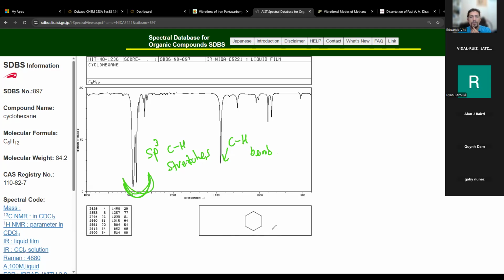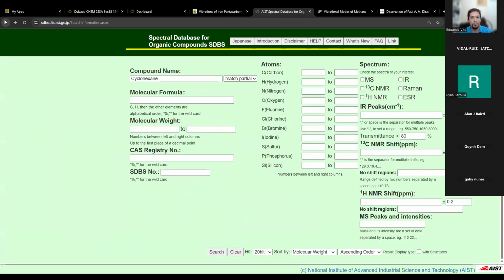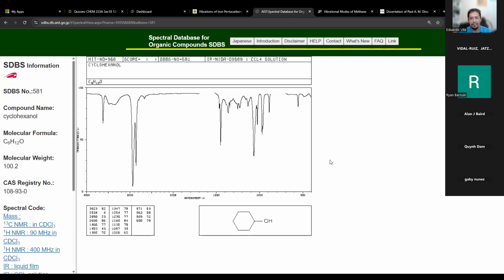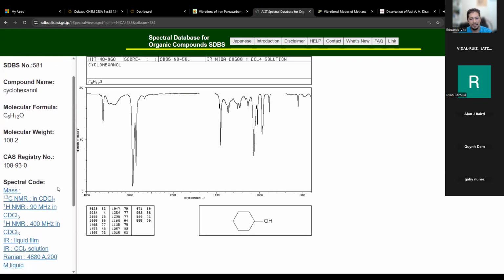To give you some contrast, there was another compound suggested, but let's do cyclohexanol, right? Exactly the same thing. We're just adding an OH. Cyclohexanol. What would that look like? So again, we go back to the search, cyclohexanol, and then we search. And there it is, first result, IR. And look at that. It looks pretty similar, but not exactly the same.